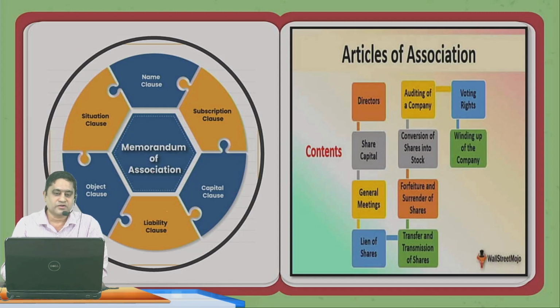If you see in this particular group, in the memorandum of association, we have six clauses: name clause, subscription clause, capital clause, liability clause, object clause, and there is one more called situation clause, which is taken out as per the Companies Act.